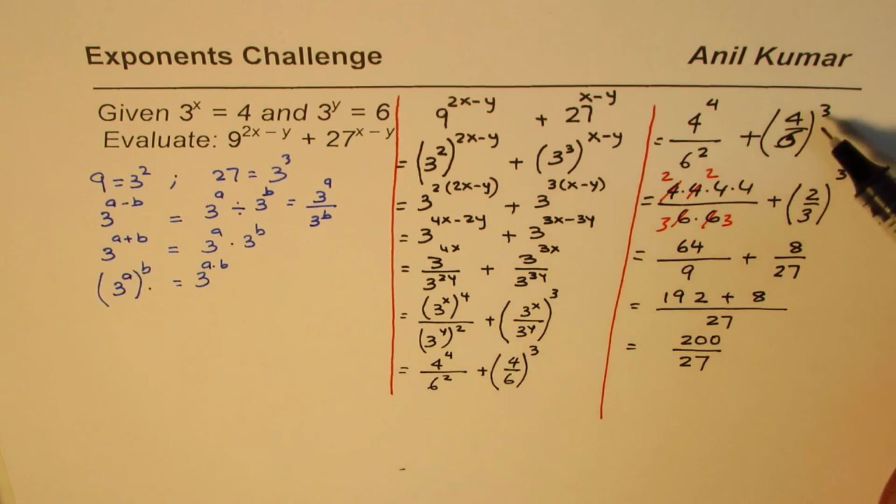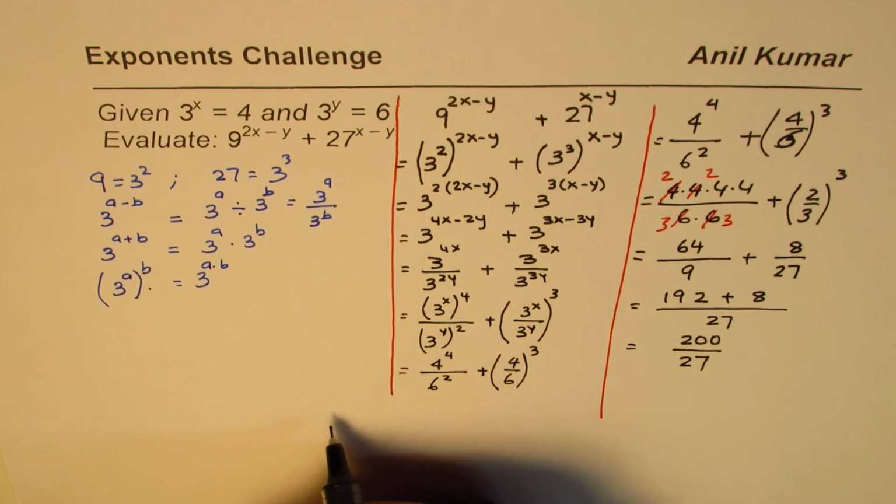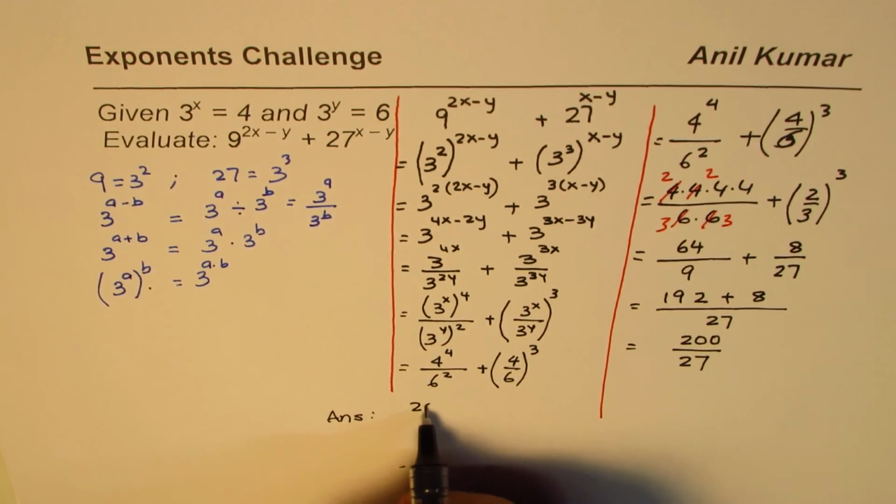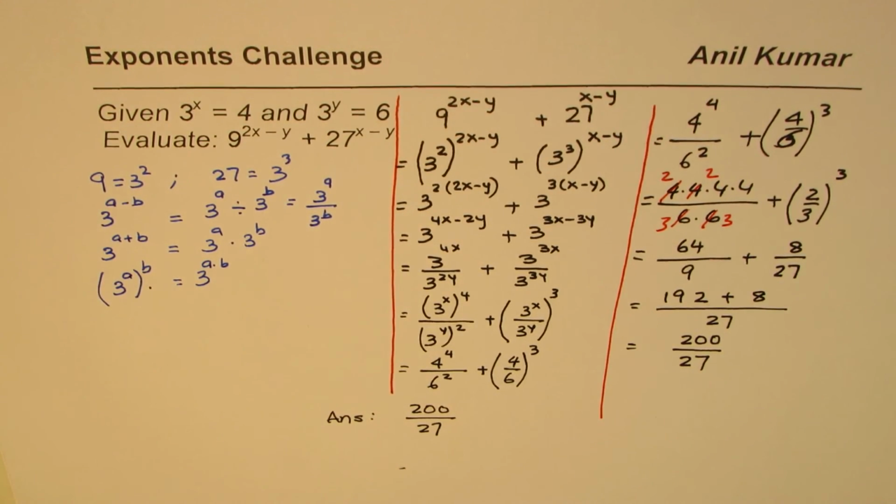I hope this helps you to understand how to simplify fractions. So now we can say our answer is, so that is kind of an exact answer, 200 over 27, right? So that is how we could actually solve this question. I hope you understand and appreciate each and every step, and that reviews the concepts which you had learned so far.